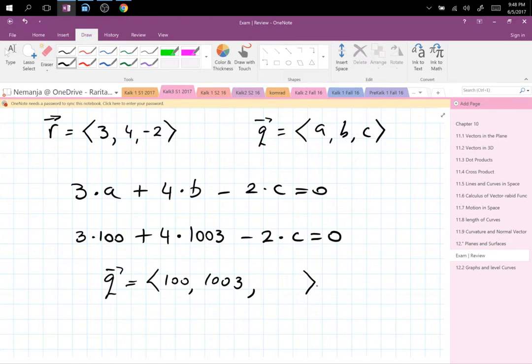So for perpendicular vectors, the dot product has to be 0, and you are allowed to pick any value for any 2 of A, B, or C. Pick any 2, and the third one must then be whatever the equation gives you in order for it to be a perpendicular vector. How many perpendicular vectors are there? Infinitely many.